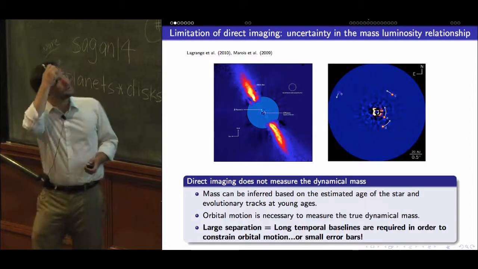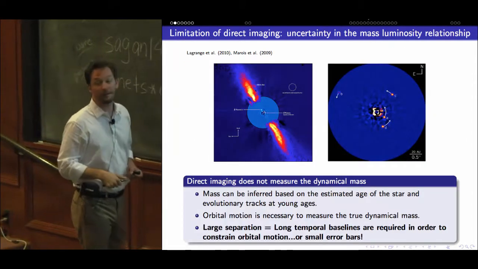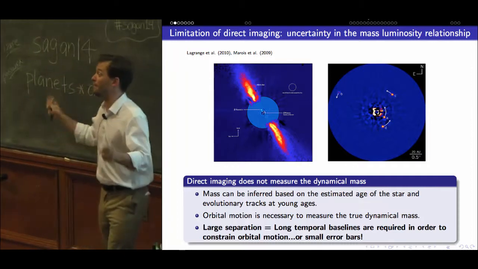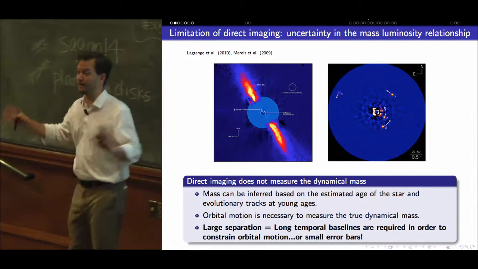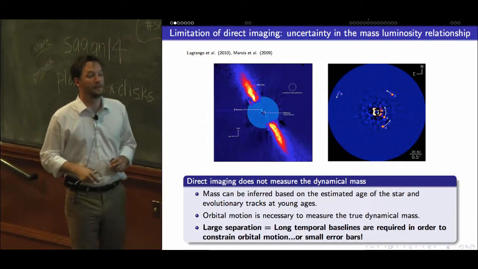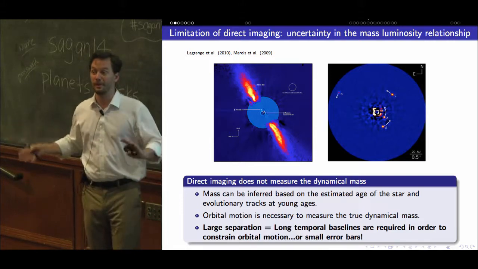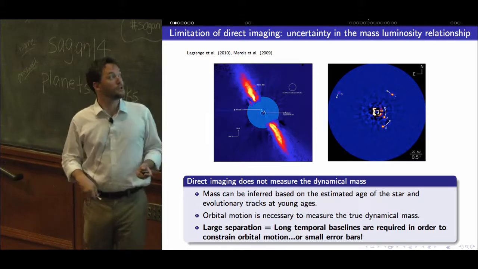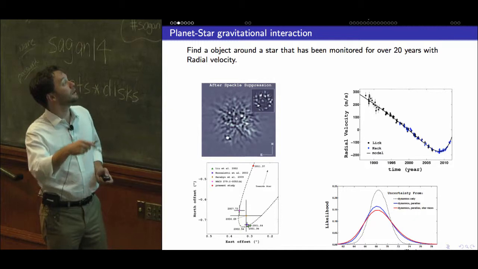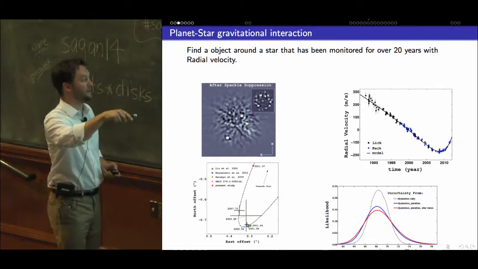Okay, why is it important? We have these beautiful pictures of directly imaged planets, but we don't directly measure the mass. All we're measuring is the luminosity and the spectrum of the planet. The only way to get the mass is through some argument associated with orbital motion. So it could be combining orbital motion with direct images here.